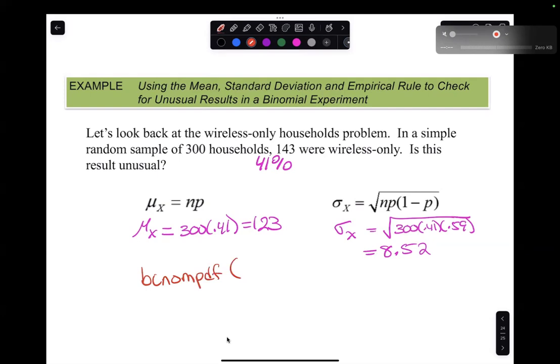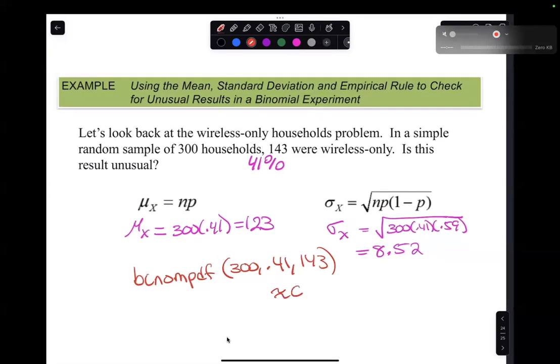So we have 300 trials, 0.41, and then 143. And I did 400 trials in my calculator. What the heck is wrong with me? I'm going to change that real quick. So I got 0.003. Is this what you got? Yeah. All right.